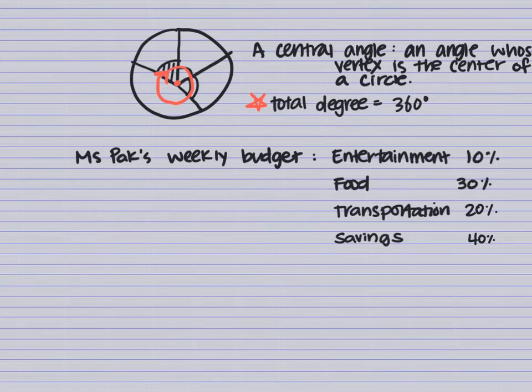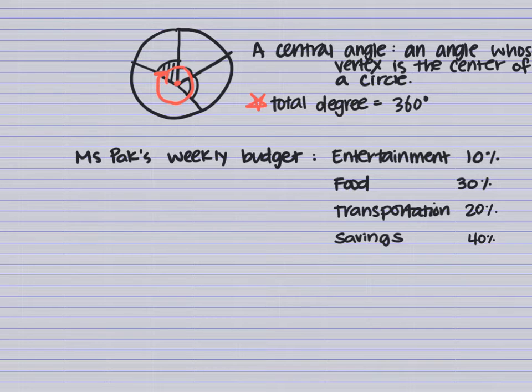Okay, so let's say Ms. Park's weekly budget is X amount of dollars. Okay, we don't know how much, but we do know the percentages. So I hypothetically made a budget. Obviously, it's not always like this. I don't really have much budget for entertainment, but let's say we have entertainment for 10%. Food, of course, Ms. Park loves food, so it's going to be 30%. Transportation, I have to drive to places, so that's 20%. And then let's say I save the rest, 40%, into a savings account.